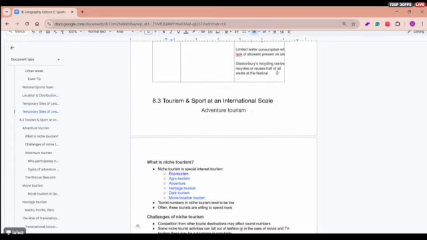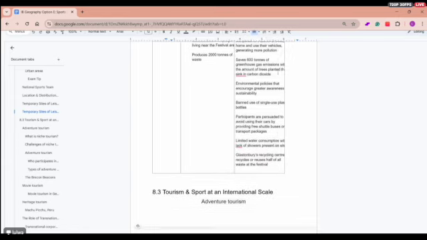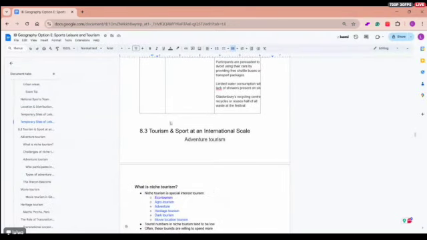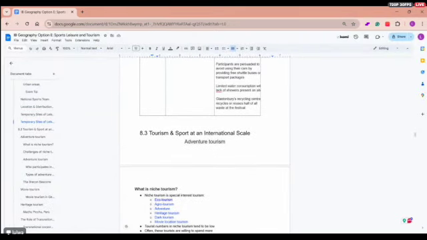So that is 8.2. Lots of talking, but does anyone have any questions before we move on to 8.3?